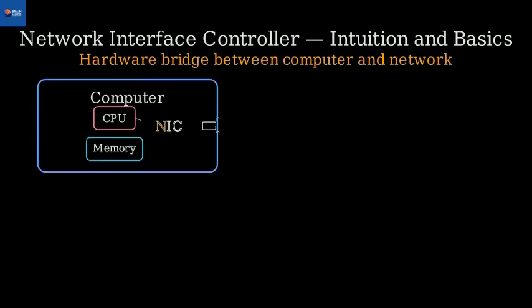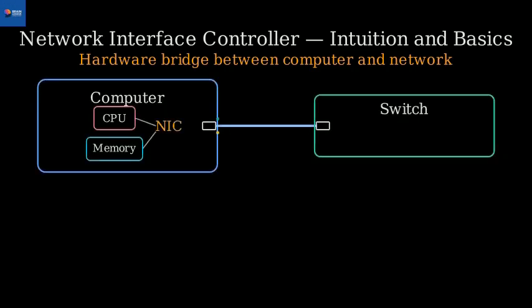On the left, we have a computer. On the right, we have a network switch and the cable in between. Inside the computer is the NIC. The NIC sits between the CPU and memory on one side, and the network port on the other. It moves data to and from the wire, applying link layer rules along the way. Those tiny lights on the port indicate link status and activity, link up or down, and data blinking.